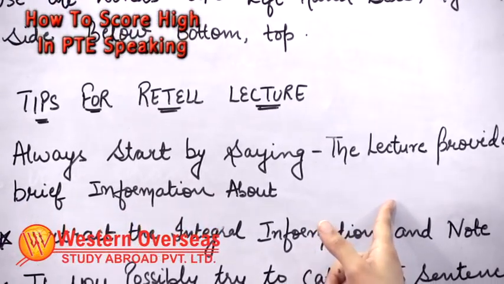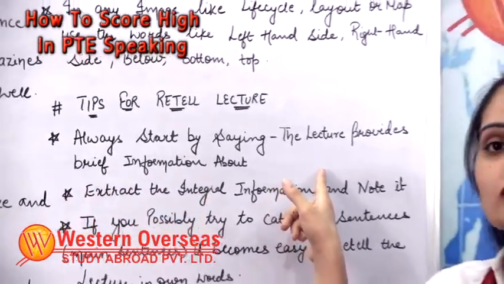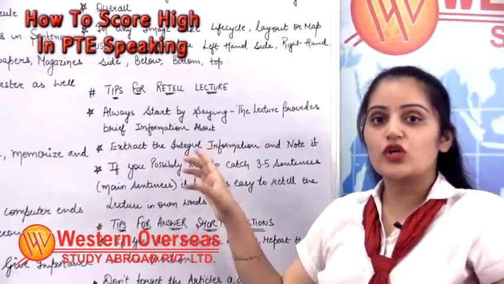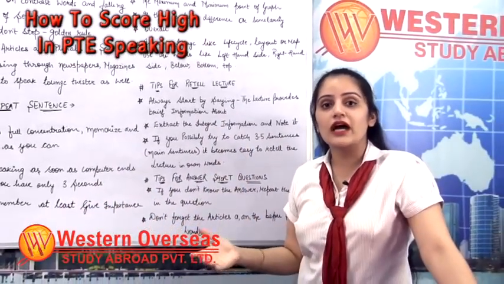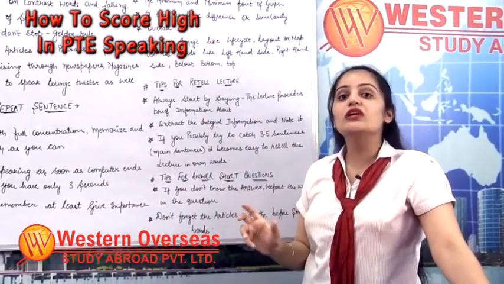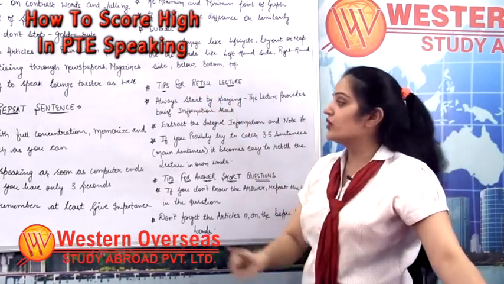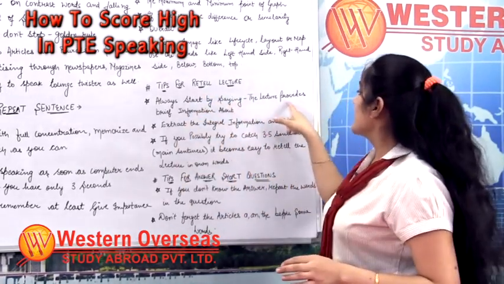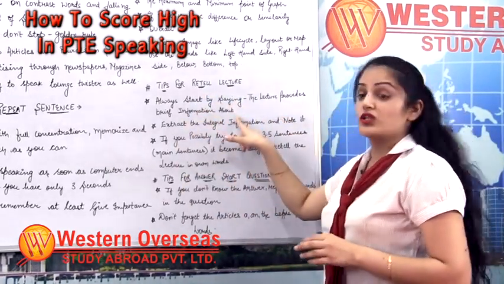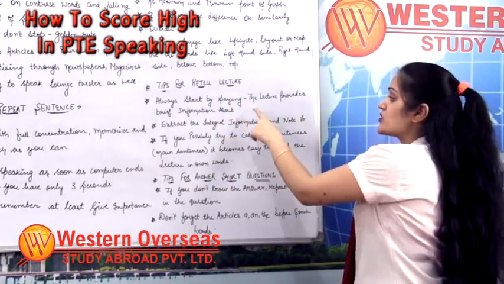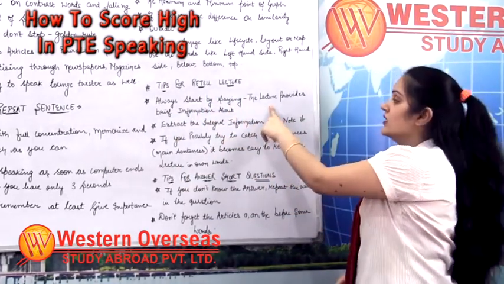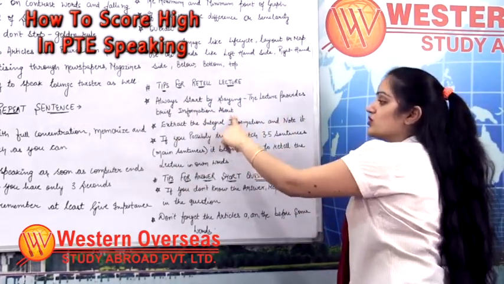You should be a good listener, especially of the foreign accent, because the speaker usually speaks in that accent, in that language. So you should be a good listener for that. For retell the lecture, first thing that you can do is always start by saying, the lecture provides brief information about. You have to start your answer by saying these words. The lecture provides brief information about.